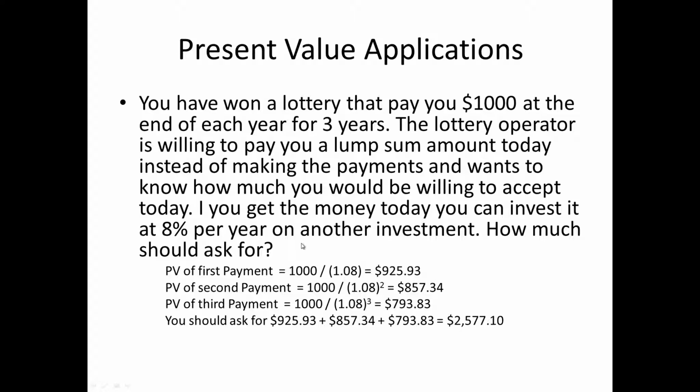So you're taking each of the payments, discounting it back at 8%, and that's basically like saying, oh, if I had the $925.93 today, I could invest the first payment for 1 year at 8%. It would now be worth $1,000, and that's what I was going to get anyway. So it sort of equates the two, and you do that for each of those. Sum them all up, and sure enough, I should ask for $2577.10. Now, I can ask for more than that, but I shouldn't ask for less than that, right? And that's how you would use that.